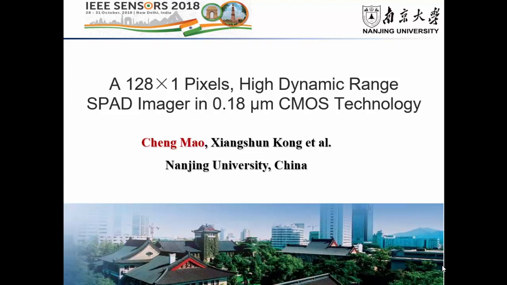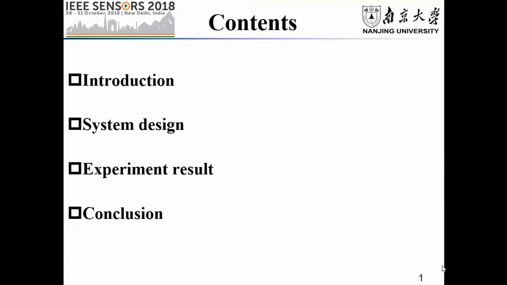My topic is a 128 multiply 1 pixels high dynamic range SPAD image sensor in 0.18 micrometer CMOS technology. My name is Cheng from Nanjing University, China. Here are my contents, including introduction, system design, experiment results, and conclusion.